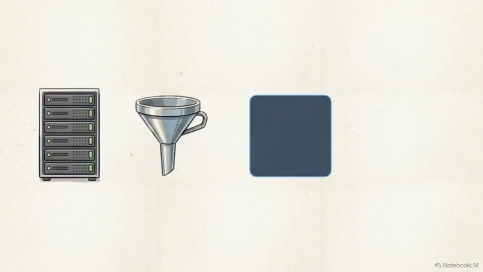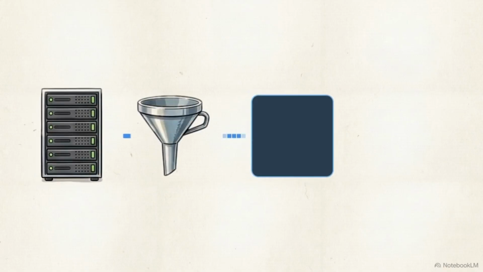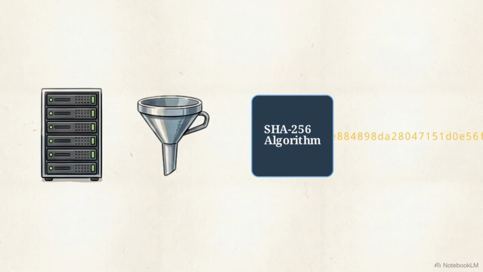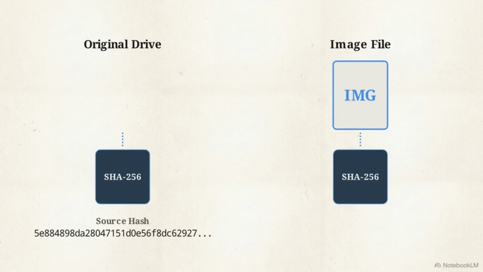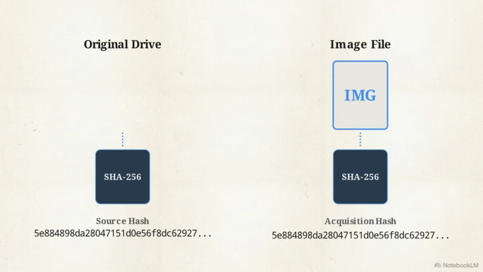This diagram illustrates how we mathematically prove our image is an exact replica. We process the drive's data through a cryptographic hashing algorithm, specifically SHA-256. It processes the raw data and outputs a highly sensitive, fixed-length alphanumeric string. To prove integrity in court, the forensic software calculates a hash as the original drive is read, and a second hash from your newly created image file. If the source hash perfectly matches the acquisition hash, you have mathematical proof of a flawless copy.